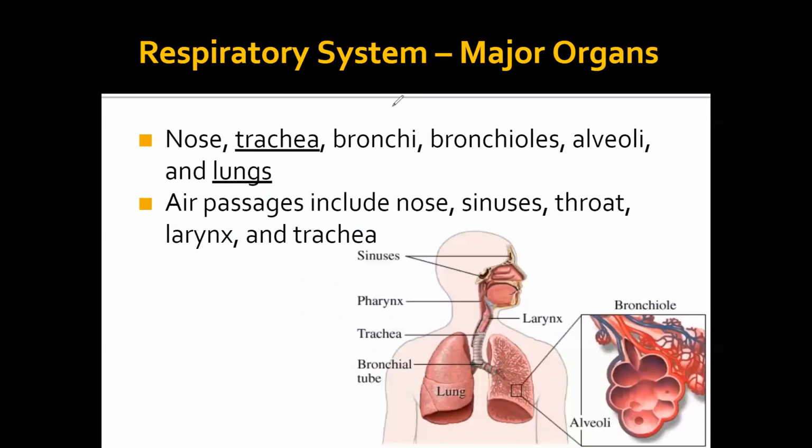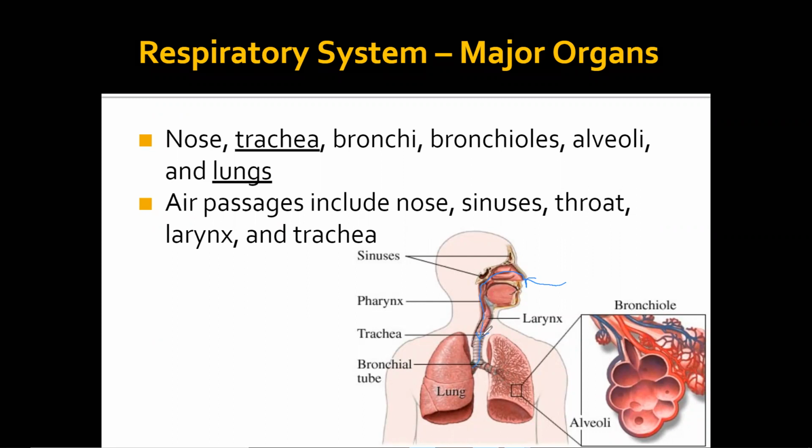Our respiratory system is going to include our nose, our trachea, our bronchi, our bronchioles, our alveoli, and our lungs as a whole. So, air passages are going to include the nose, the sinuses, the throat, the larynx, and the trachea. So what air is doing is it's coming in your nose or your mouth. It's going to travel way back here through your pharynx. It's going to go down into your trachea.